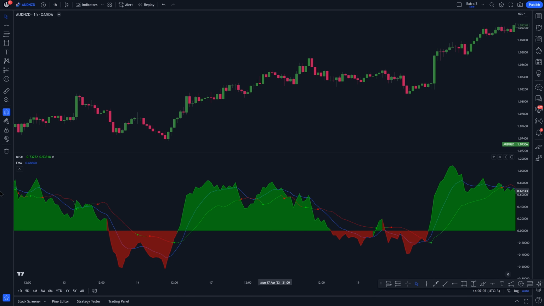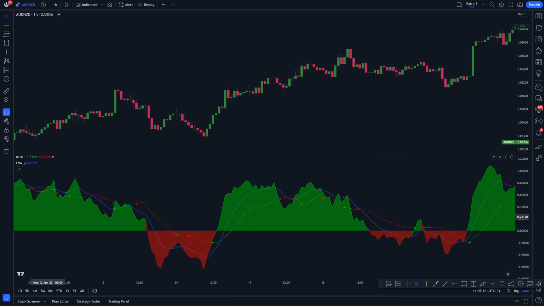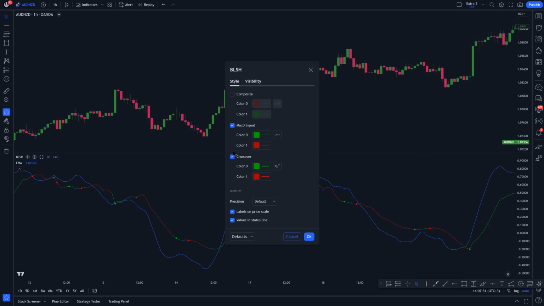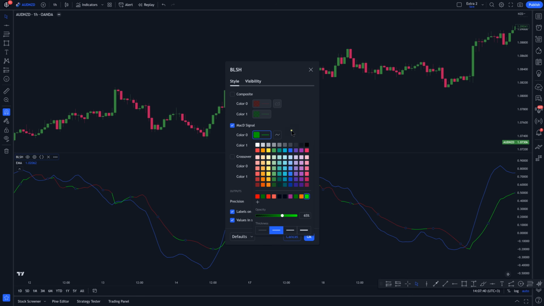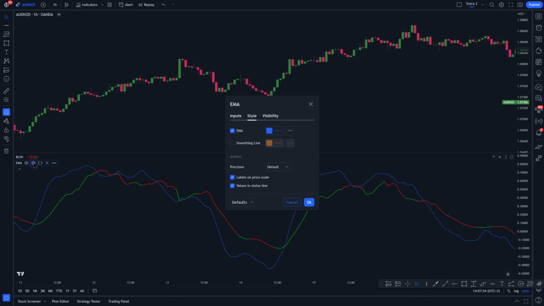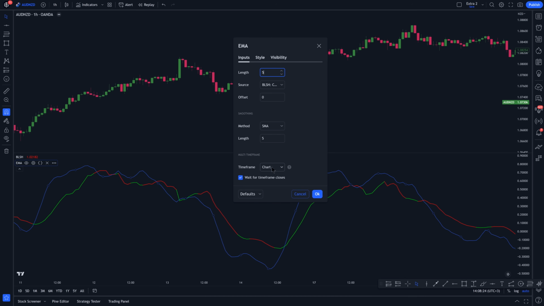Next, we're gonna change some settings, starting with the Buy Low, Sell High indicator. To do that, just click here, and on the Style tab, uncheck this first option as well as the third option, and then click here to increase the thickness of the MACD signal line, and then click OK. Next, click here to change the settings of the EMA. On the Inputs tab, change the length to 5, and then click here and change the time frame to 2 hours.